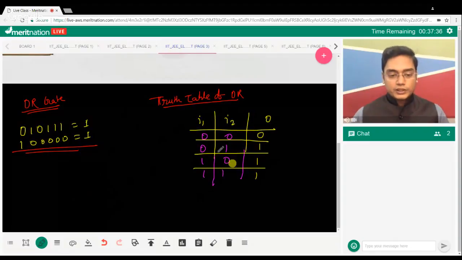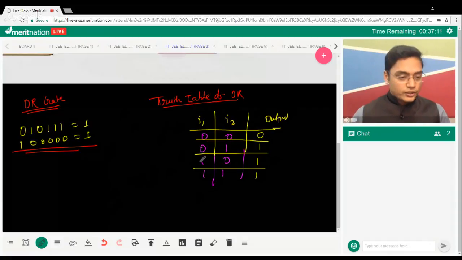This is a truth table, actually the truth table of OR gate, and this is the corresponding output. Now what we can conclude from this truth table is that in case of OR gate, whenever any input is 1, definitely the output will be 1 for sure. That's why it is OR gate.